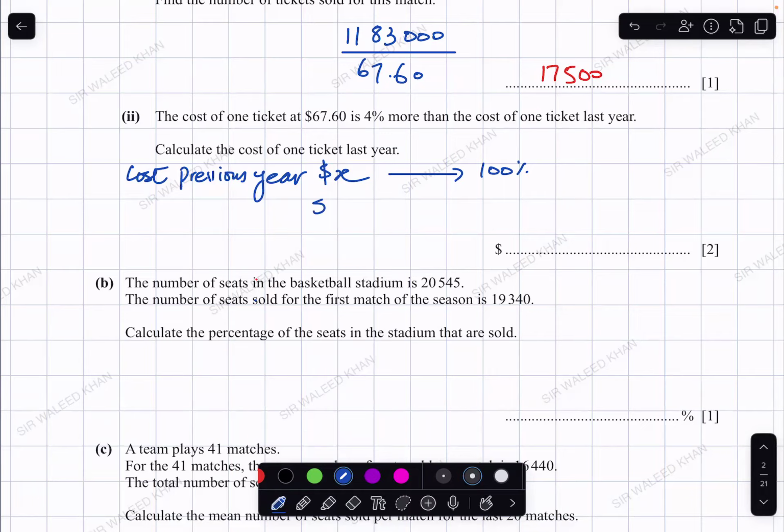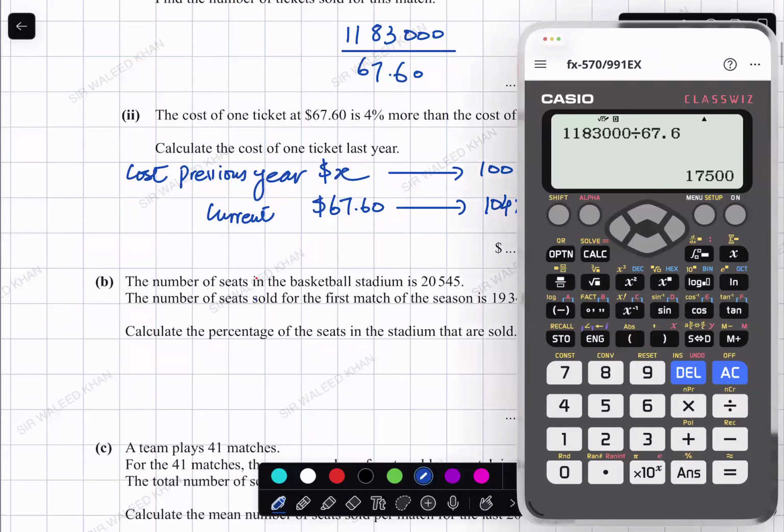And the new value, which is 67.60, this is the new value, the current value. This will be representing 4% more. So 100% was the previous one. 4% more in that 100%, we have 104. Now cross multiplied, and we have to find the answer. That should be 67.6 times 100 divided by 104. 65.